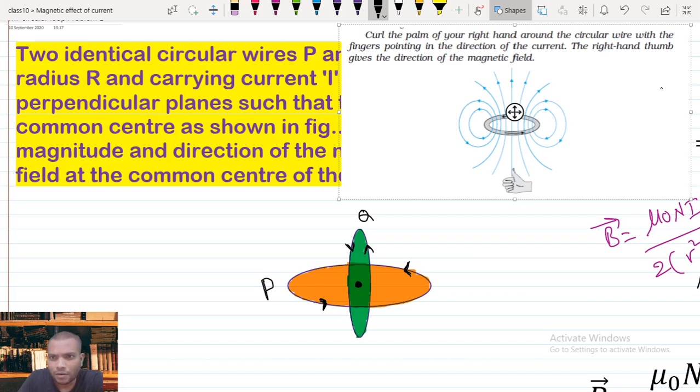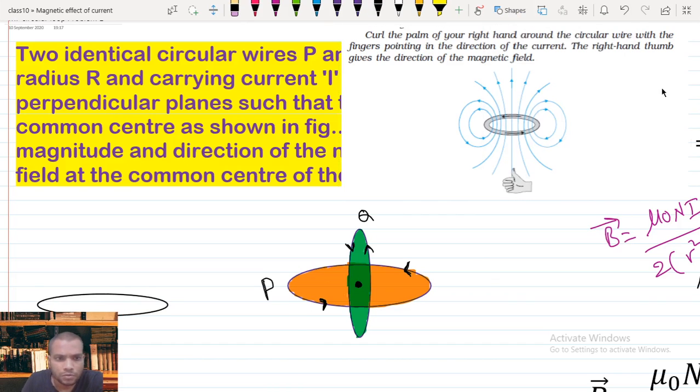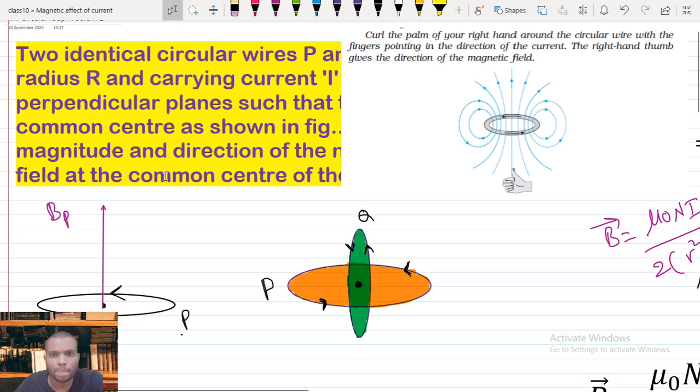Suppose I make one loop, which is in this direction. This is the P loop, and this is the current direction. If I curl my right hand fingers in the direction of current, the resultant thumb direction is showing upward. Therefore the resultant magnetic field is along this direction. So this is the magnetic field due to the P loop.